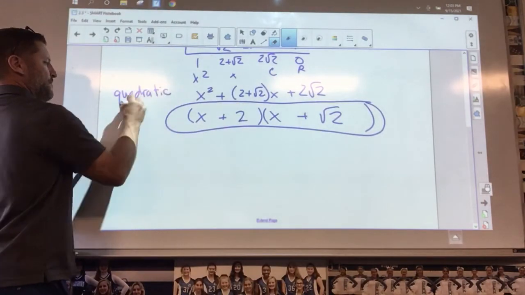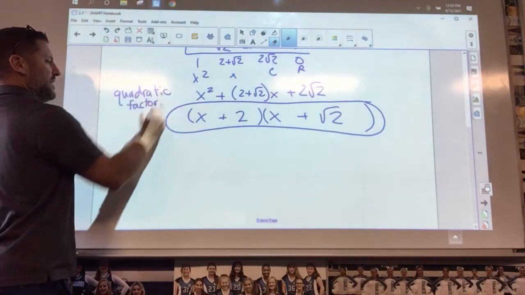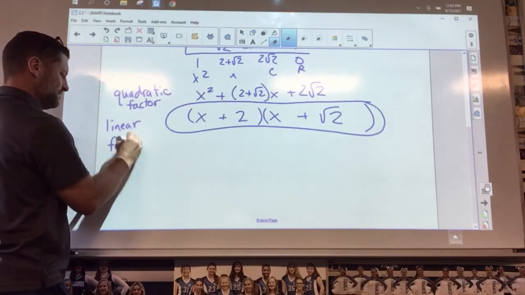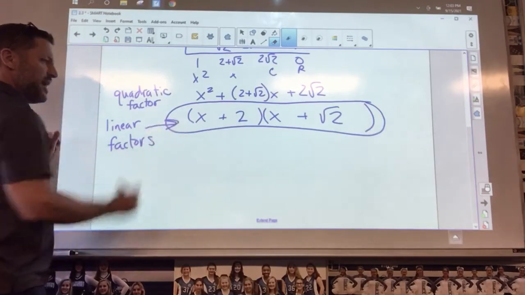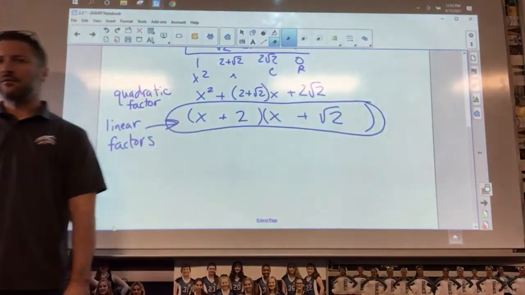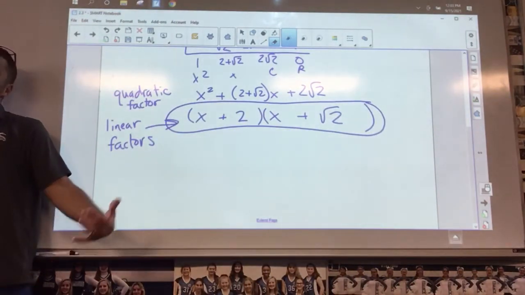The directions on your Canvas quiz will say linear factors. Well, those are linear factors. They're linear because it's x to the first. That's what a linear factor means. It's a Canvas quiz problem.